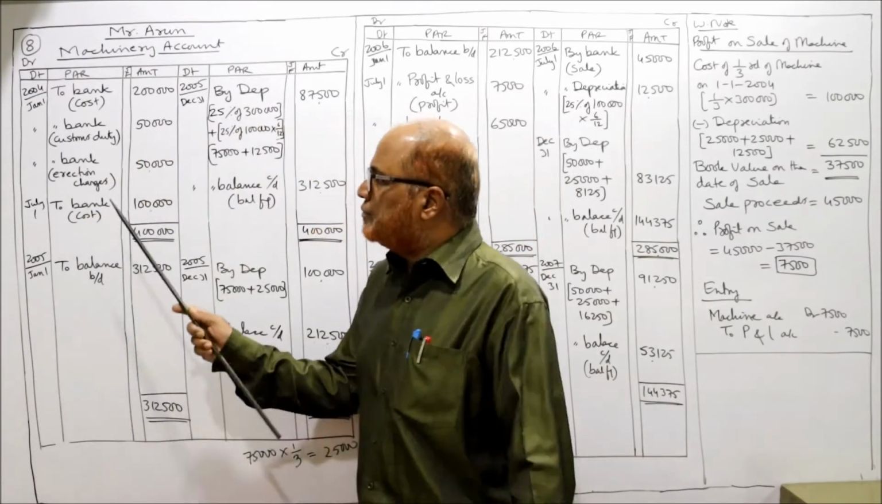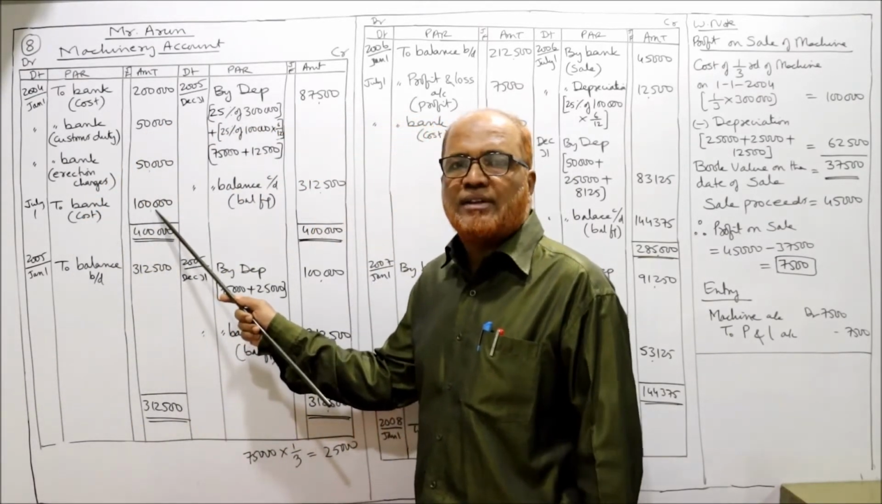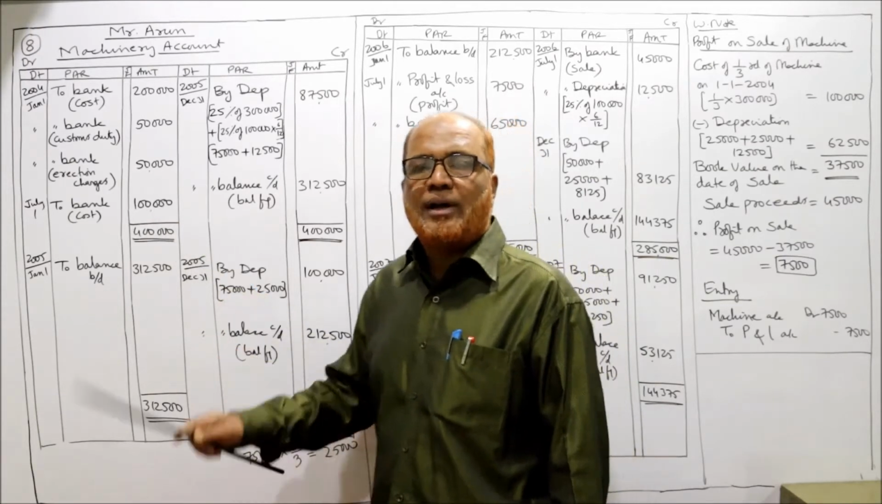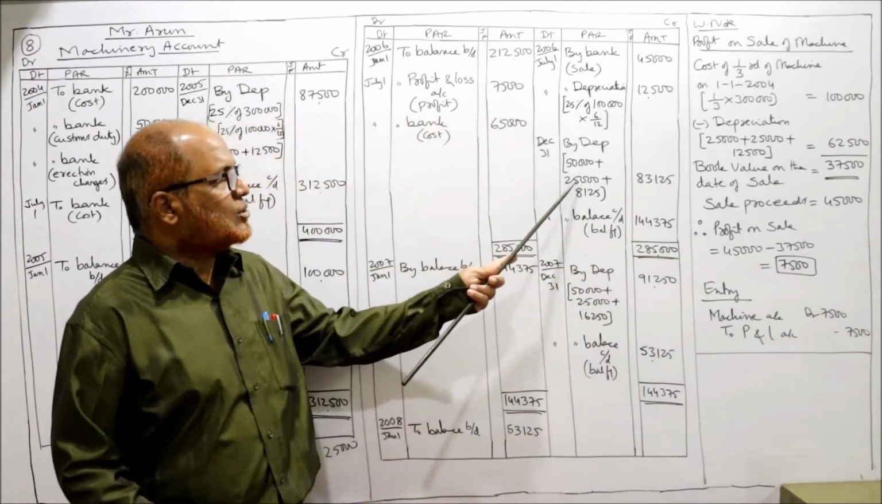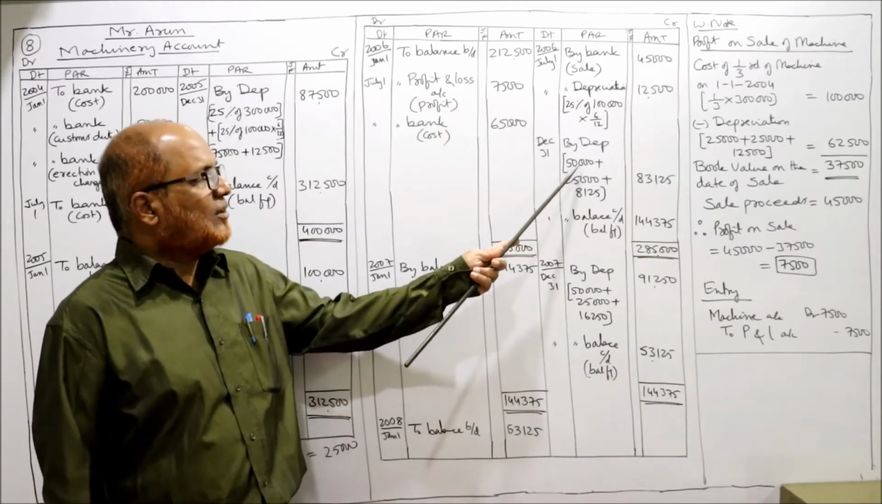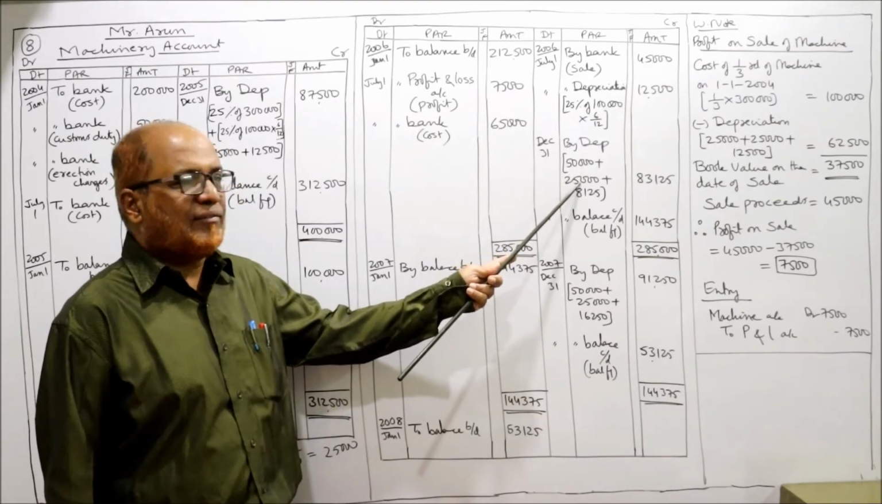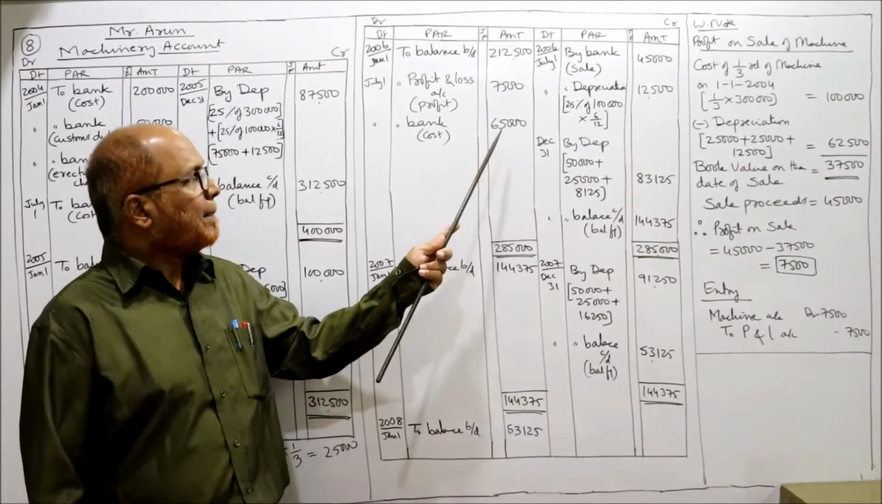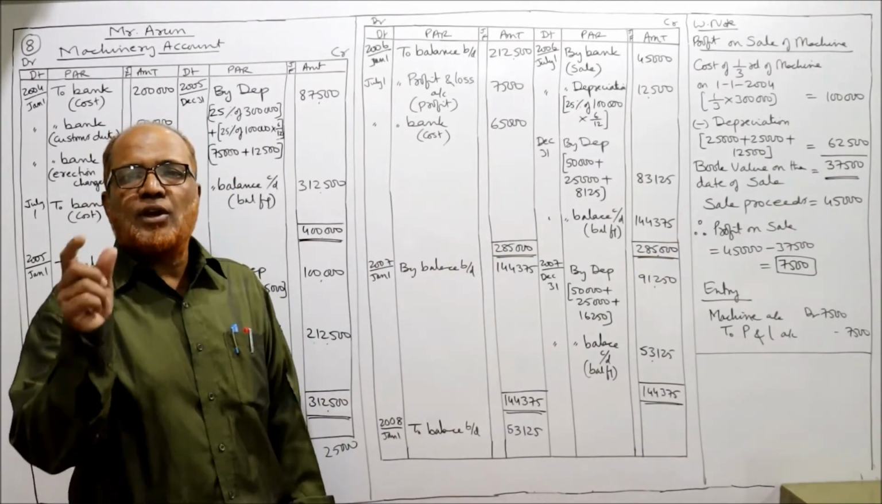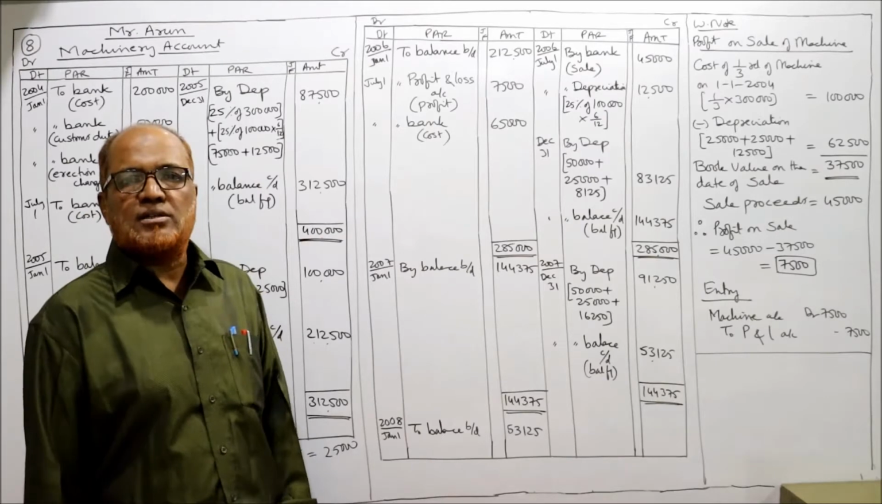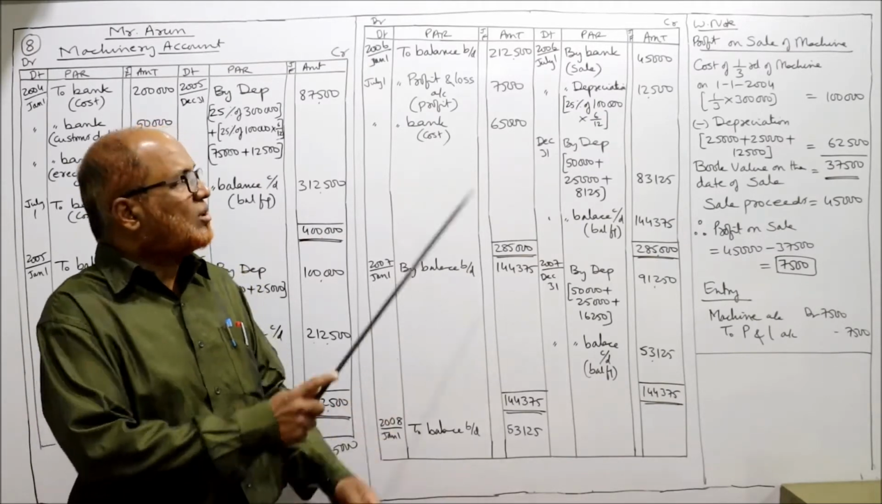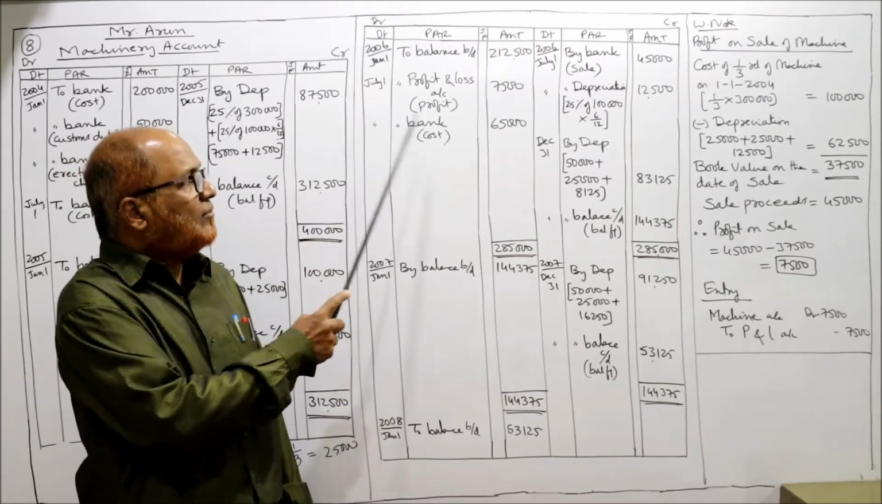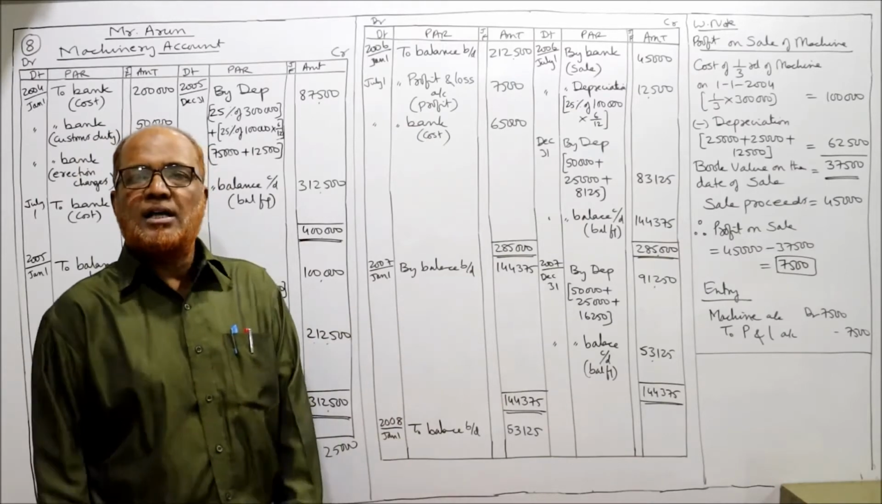Machine 2. What is the depreciation? 25,000, 1 lakh into 25%. 25,000 is the depreciation. So first machine 50,000, second machine 25,000. Now the third machine was purchased in the current year. 65,000 rupees is the cost into 25%, into half, because it was purchased on 1st July and we are closing the accounts on 31st December, 6 months.